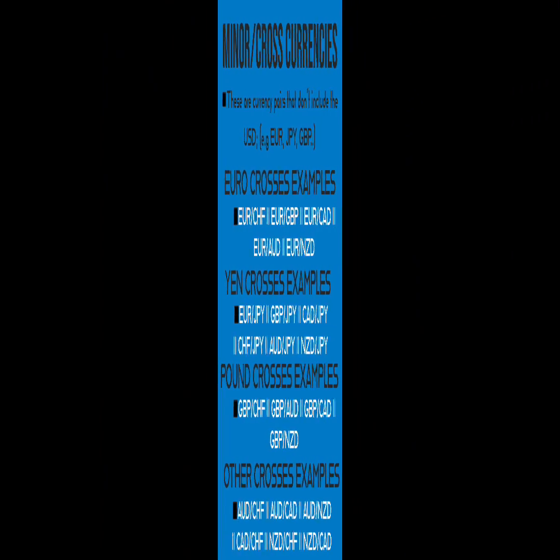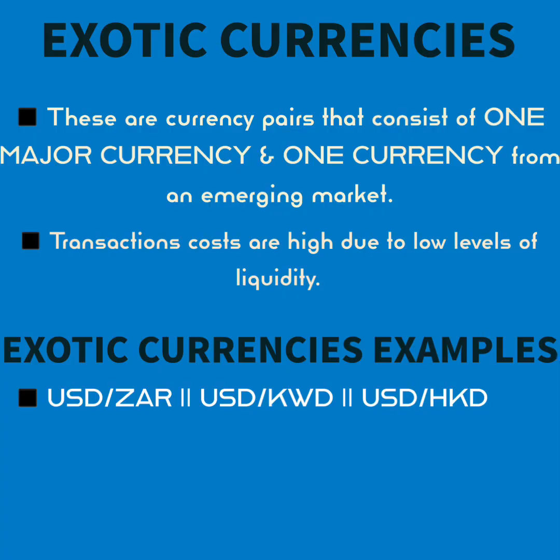The last and final category is the exotic currencies. Now, these are currency pairs that have one major currency and one currency from an emerging market. And the transaction costs are very high because of low levels of liquidity and volatility. And the spreads are very wide and swapping fees are usually high. And some exotic pairs can only be traded in higher time frames.